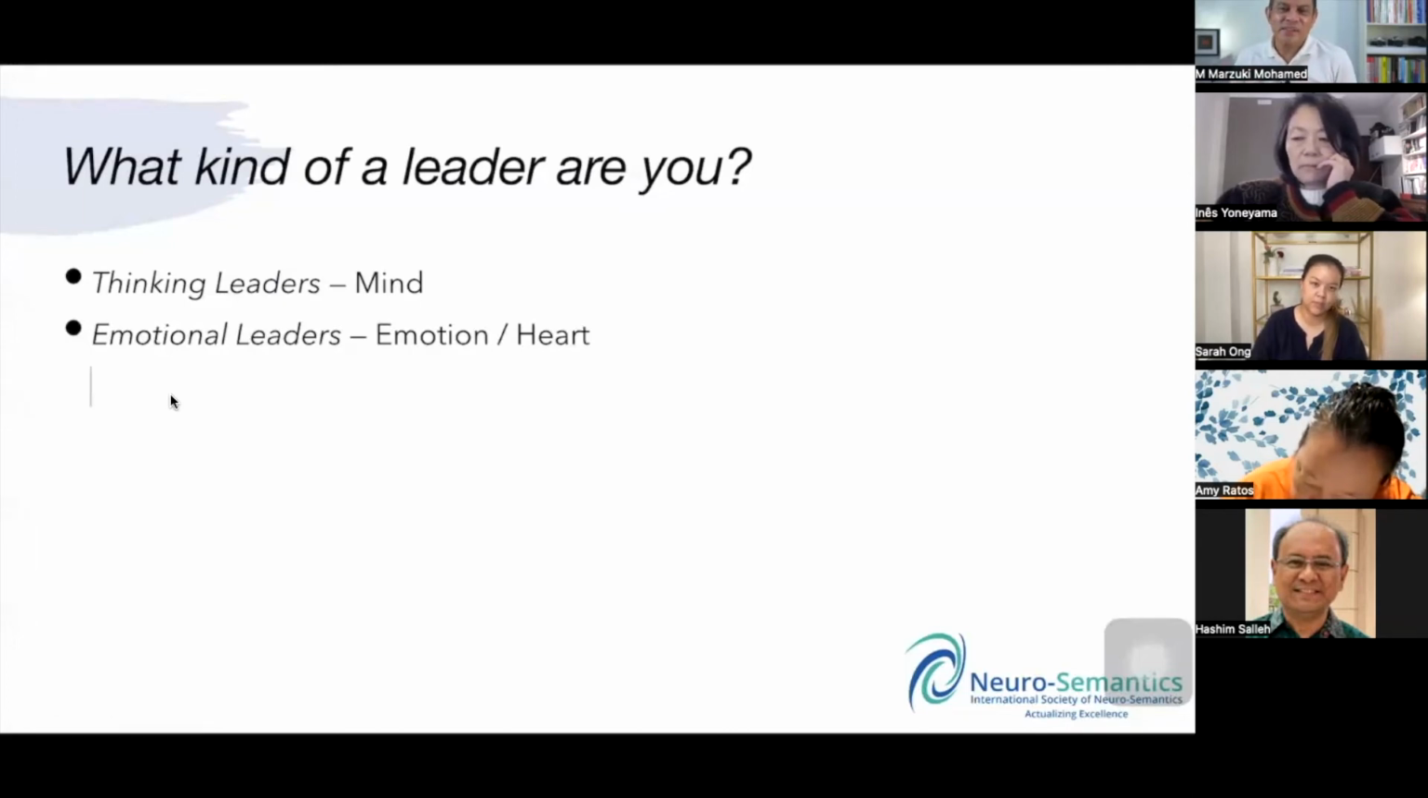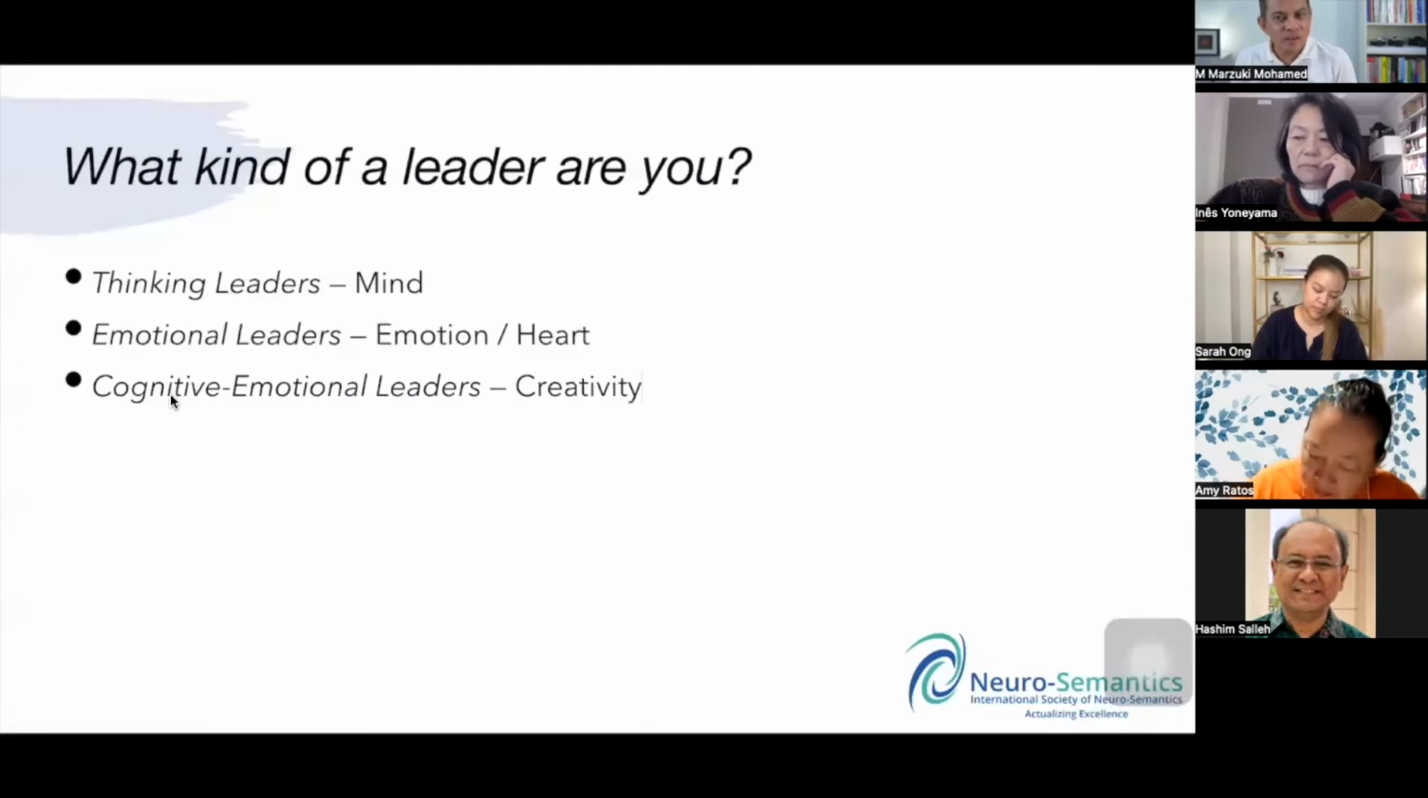Next, what is termed cognitive emotional leaders. So you are leading people from their creativity. So these are creative leaders, transformational leaders, innovative leaders. So you are bringing their cognitive ability linked with the emotion to create something new, something fresh. So this is cognitive emotional leaders.